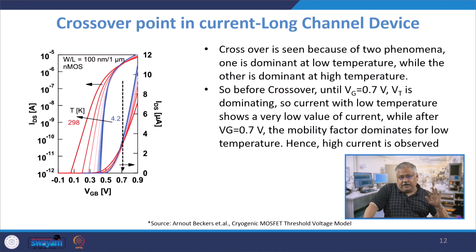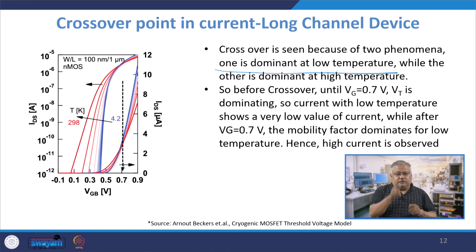Now, let us look at the final point, which is the crossover point. The crossover is seen because of two phenomena, one dominant at low temperature, while the other is dominant at high temperature, right. So this dotted line is the crossover point. Below a gate voltage of around 0.6, 0.7, the threshold voltage is dominating, right, and therefore the current at low temperature shows a relatively lower value for the same gate voltage, while beyond it the mobility factor becomes lower for higher temperature and higher for lower temperature, and that is the reason the blue curve exceeds the red curve, which is for 300 Kelvin.